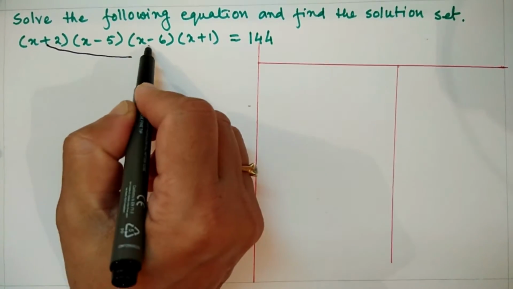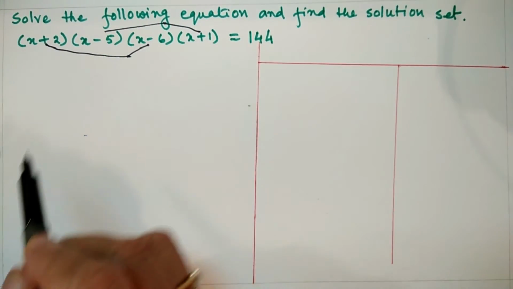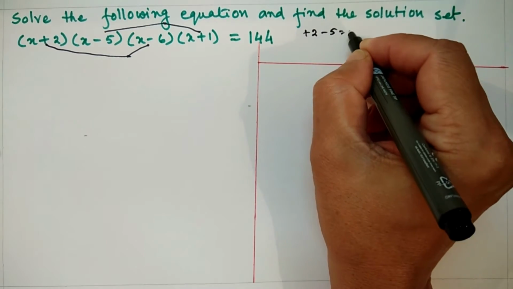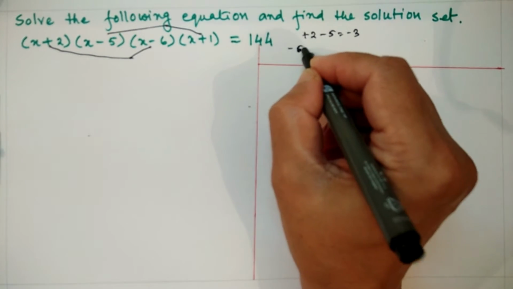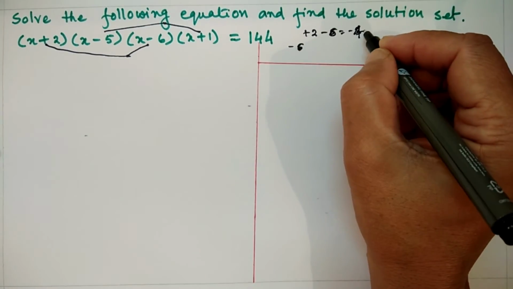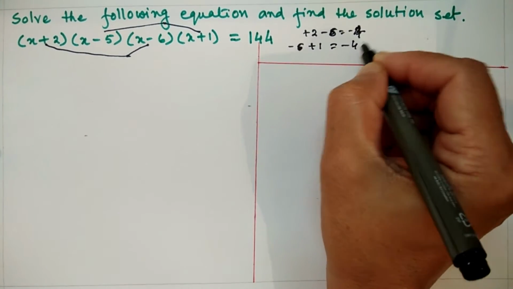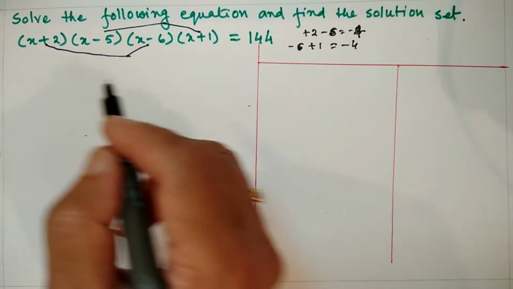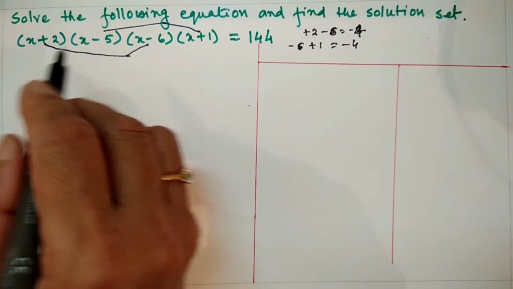So if we make one pair with x plus 2 and x plus 3, and another pair with x plus 1 and x minus 5, then what will happen? Plus 2 minus 5 is minus 3 and minus 5 plus 2 minus 6 is minus 4, and minus 5 plus 1 is minus 4. So friends, here the sums of constant terms are equal. So we will make the pairs x plus 2 with x minus 6, and x minus 5 with x plus 1.